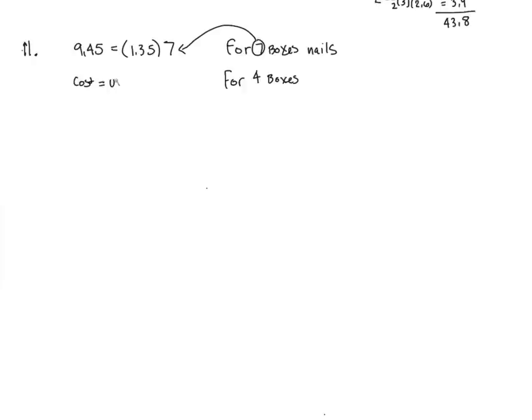And this is the unit value, times the number of units. So in this case, if we're going to do it for four boxes, easy. We say 1.35 is the unit value times four. And what's that going to give us? It's going to give us 5.40.